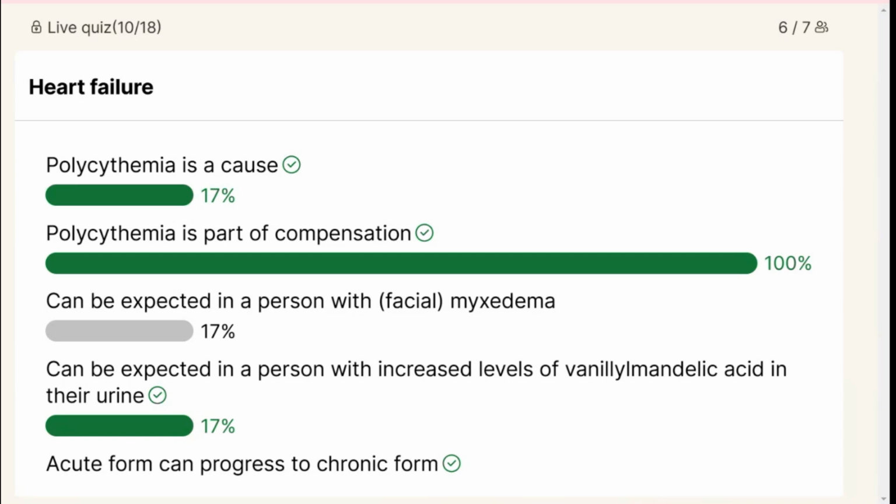Can be expected in a person with increased levels of vanillylmandelic acid in urine. Yes, that is the case. And what this basically indicates is a person with pheochromocytoma, and in fact, a person with pheochromocytoma can develop heart failure because of the increased demands or work of the heart by increased amount of catecholamines. And an acute form can progress to chronic form, and that is also true. An example that I can think about is, for example, after an episode of myocardial infarction, once that's treated, the acute heart failure progresses to a chronic form.